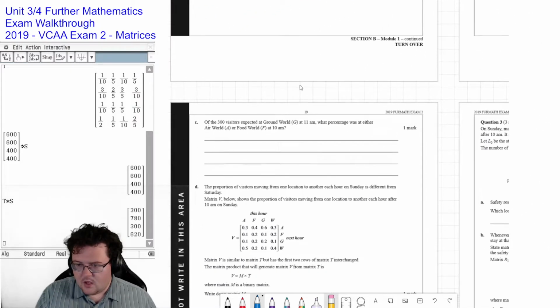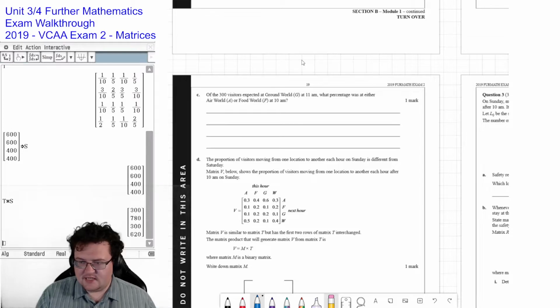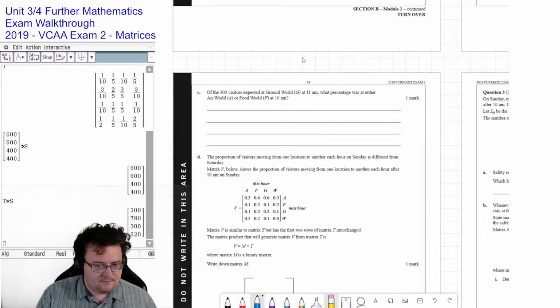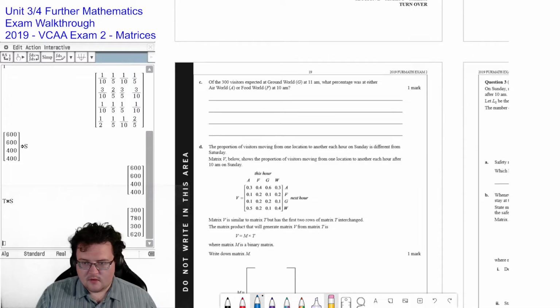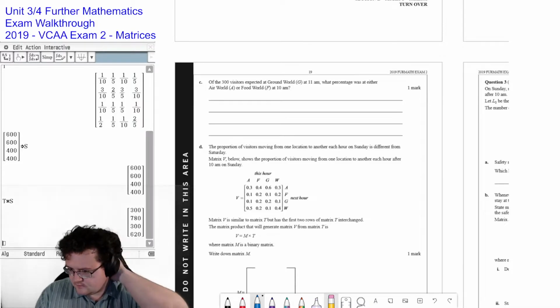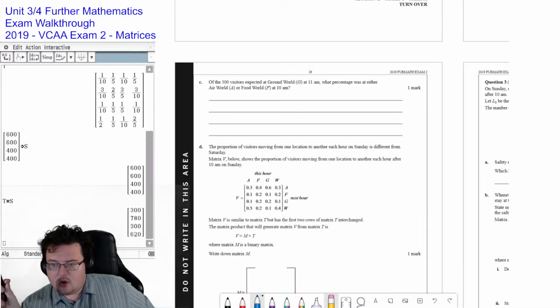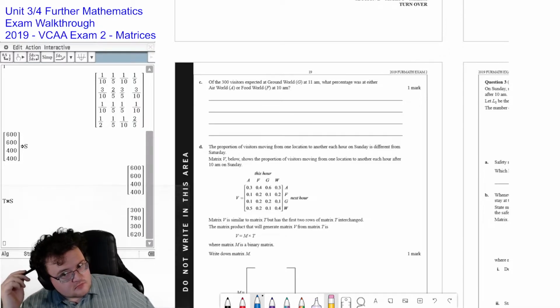Next one. Of the 300 visitors expected at Ground World at 11 a.m., what percentage was at either Air World or Food World at 10 a.m.? All right, what percentage of the 300 were at Food World or Air World at 10 a.m. at the start?